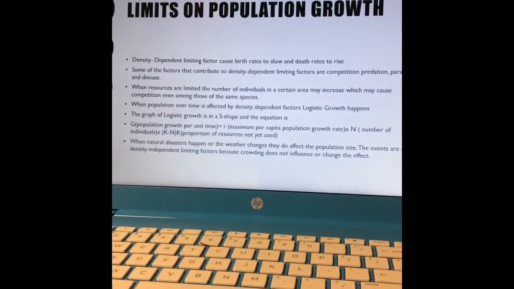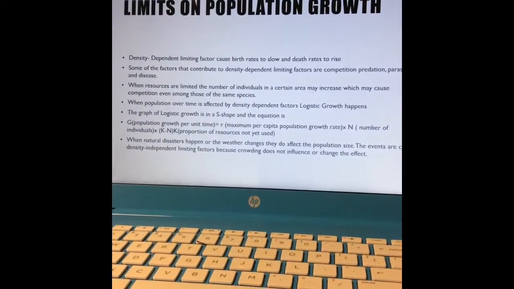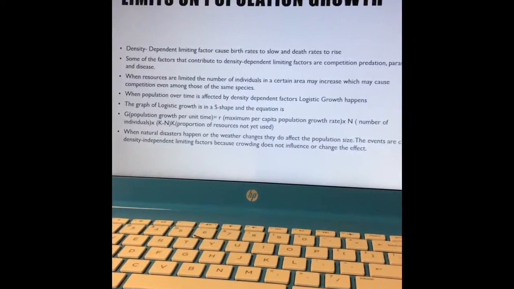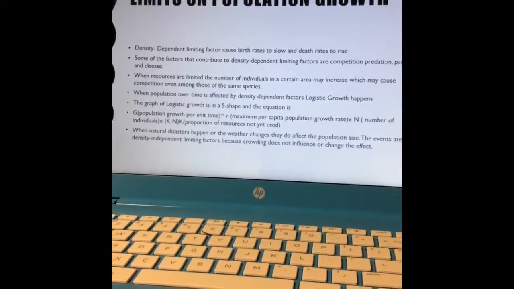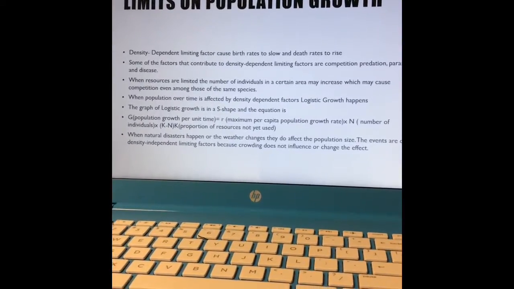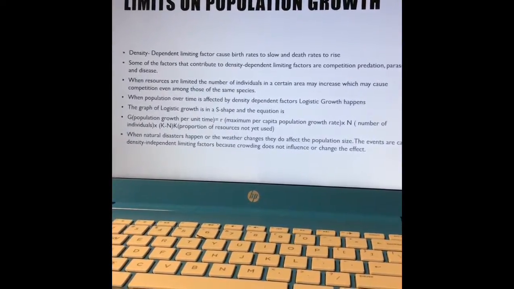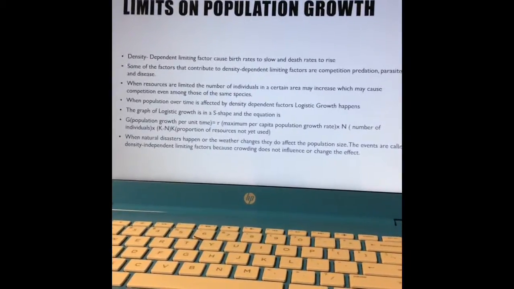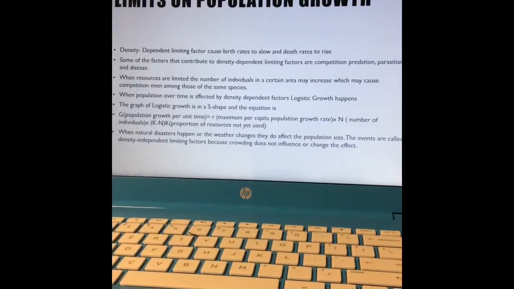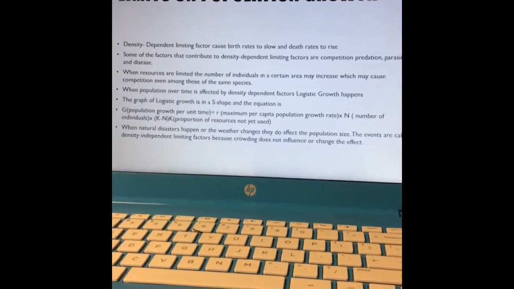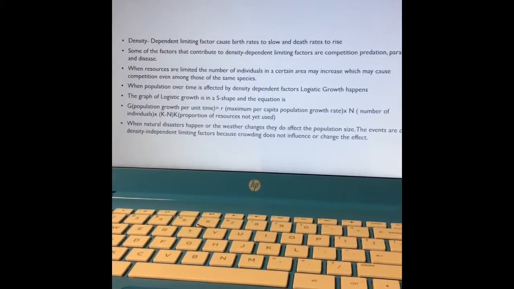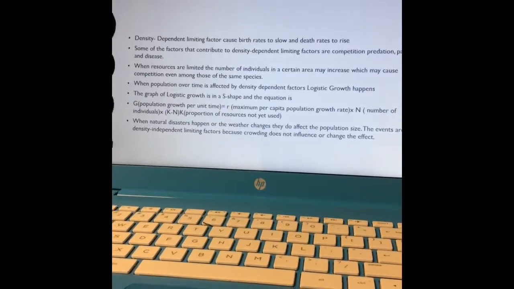Limits on population growth. While the population of many species, even humans, is continuing to grow, density-dependent limiting factors cause birth rates to slow and death rates to rise. Some factors that contribute to this are competition, predation, parasitism, and disease. When resources are limited, it may cause species or individuals within a species to compete, even amongst those in the same species.